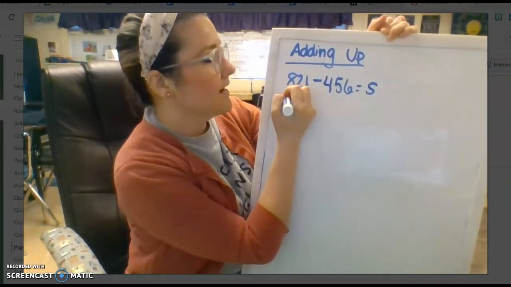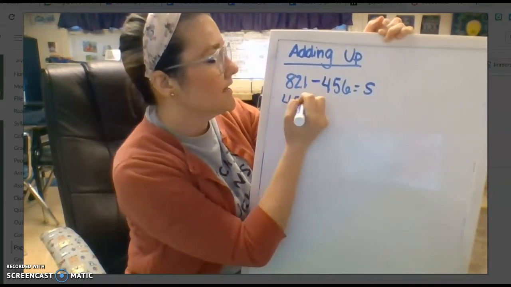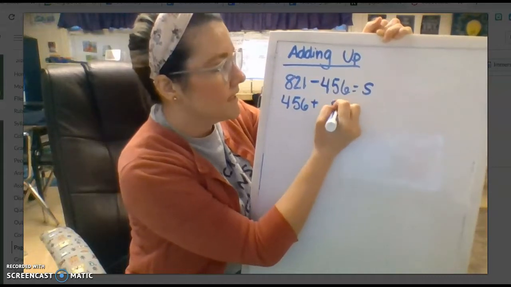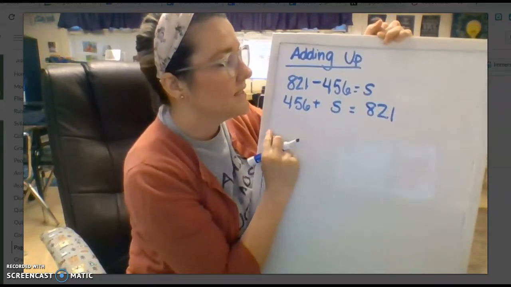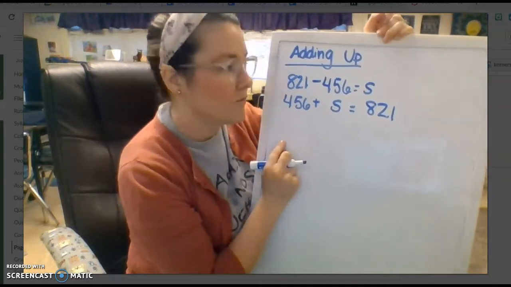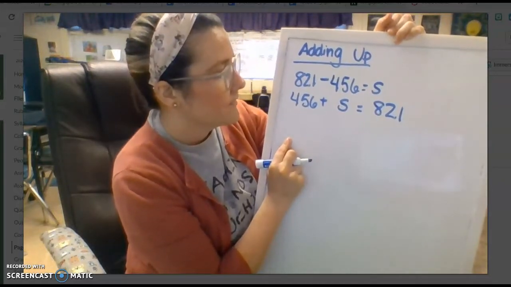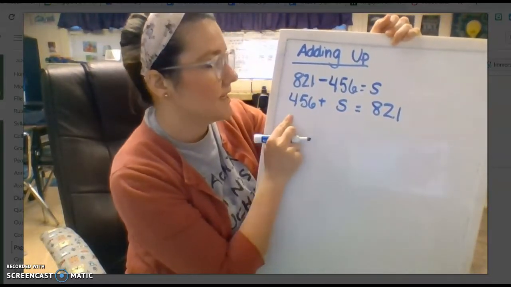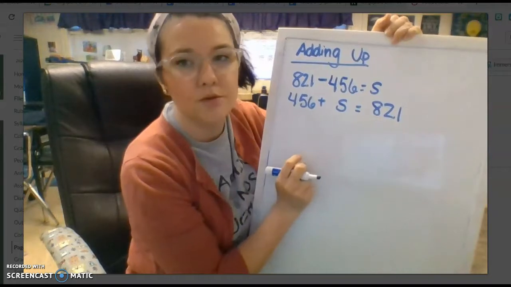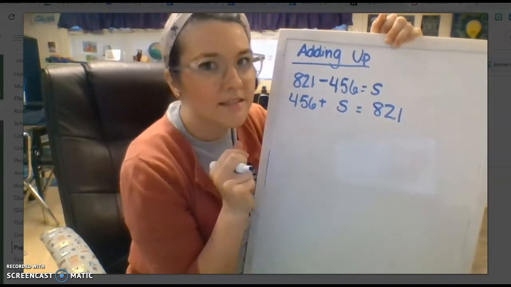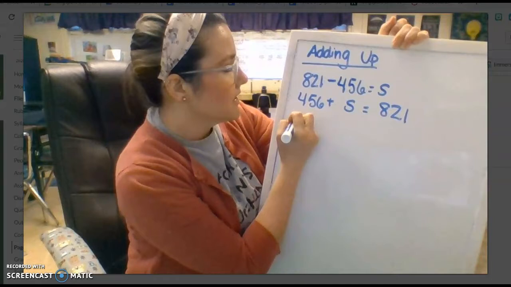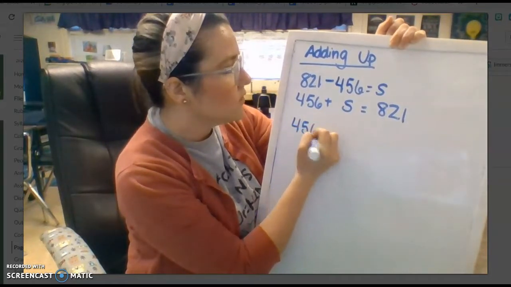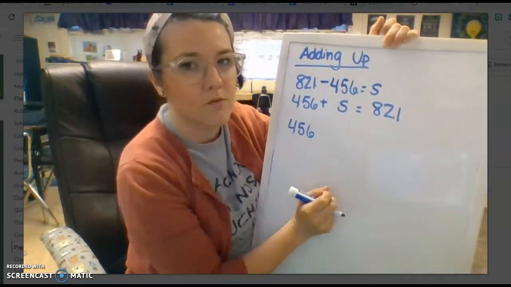But when I'm finding the difference, I'm also finding the distance between the numbers. Finding the distance or difference between. Okay, so I can use the inverse and add up to 821. Let's double check and see if we get the same answer. So I'm going to start at 456. My goal is to get to 821.